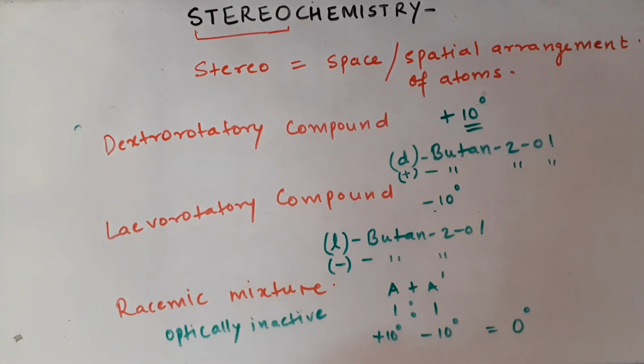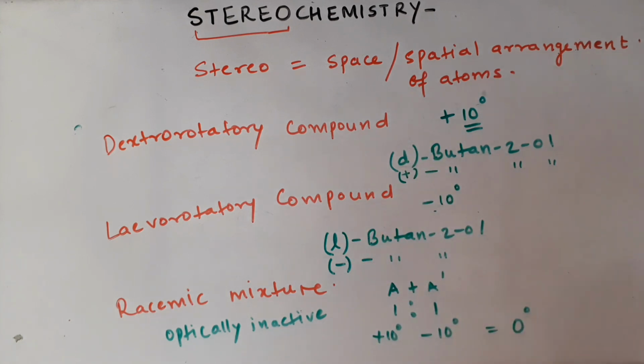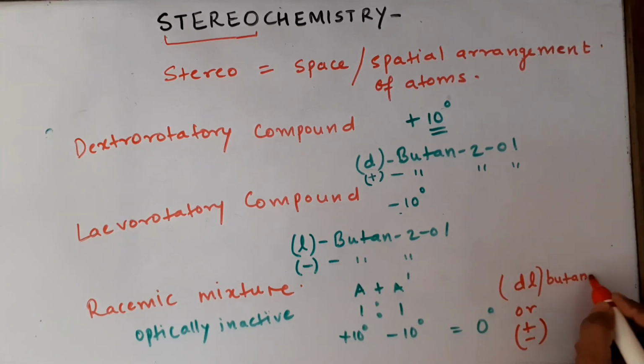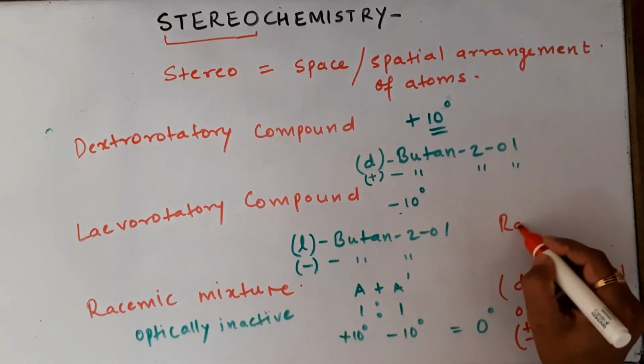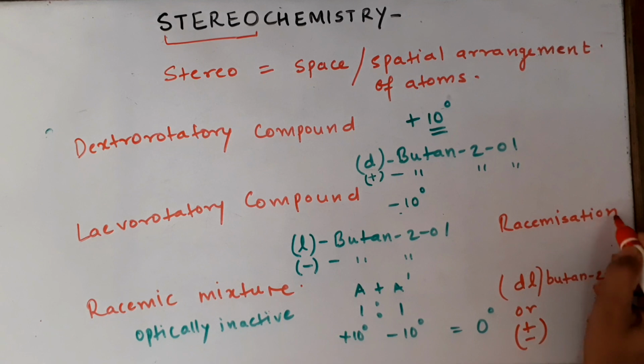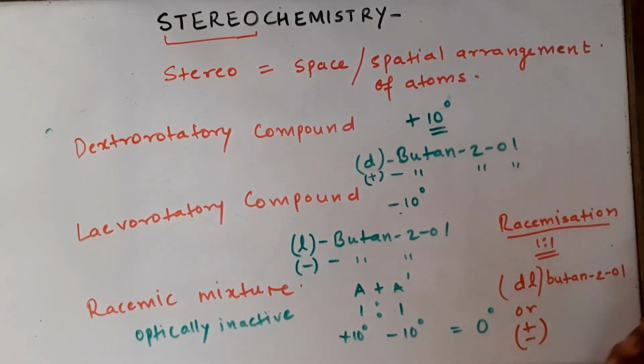To represent a racemic mixture, the way we are using the symbol D, L, plus, minus, for a racemic mixture also we are going to use the symbol collectively D, L or plus minus. So if I want to represent butane 2-ol, I will be writing DL butane 2-ol, which means it is a racemic mixture. Okay, so there's a new word, racemization, the process of making a racemic mixture. How do we do that? By mixing equal amounts of both the enantiomers.